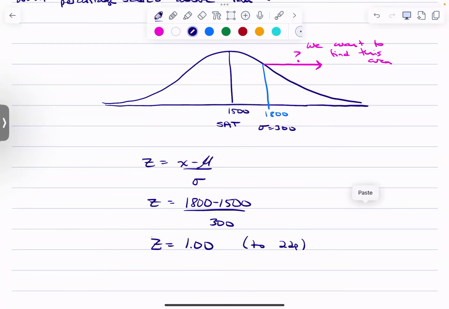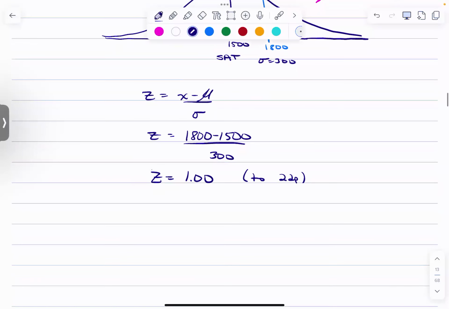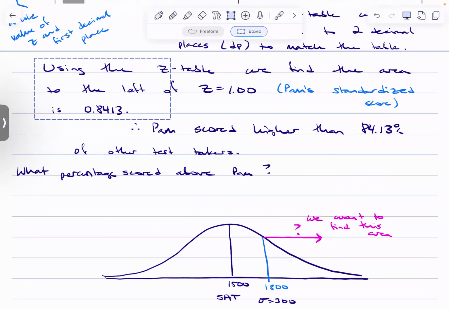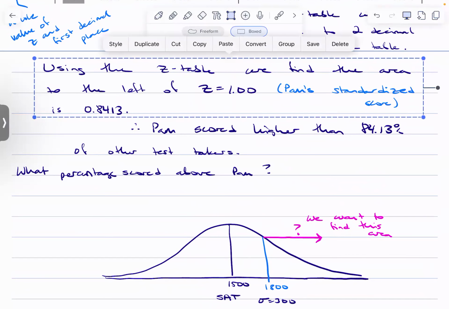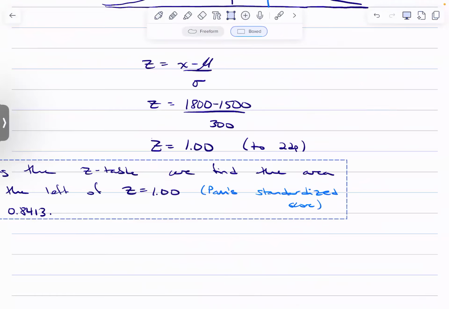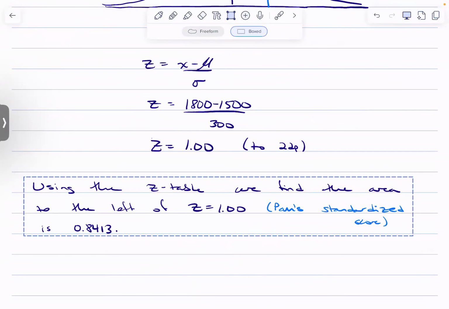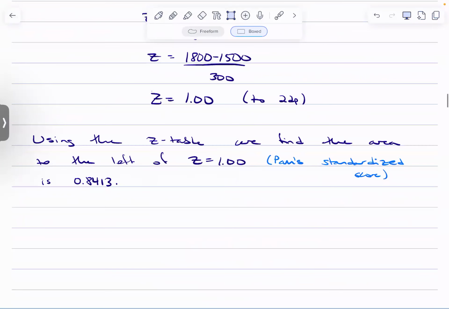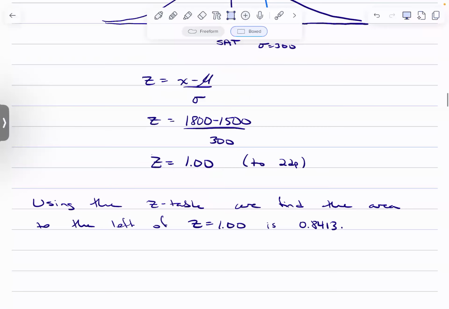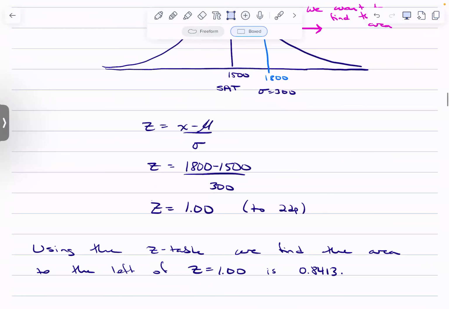Because I don't want to write this all out again, I'm just going to copy it and paste it here. Clean this up a little bit. So we already found this, right, using the table.